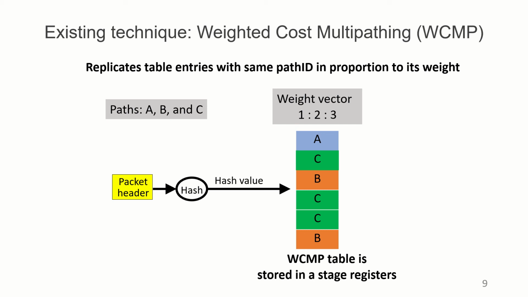To understand the strawman solutions, first we need to know one existing technique for weighted traffic splitting, WCMP. The idea is to replicate the table entries with the same path ID so that the number of entries for each path is in proportion to its weight. With this table, we can spread the packets across multiple paths as desired. However, updating the WCMP table as probes arrive in a short time is very challenging.